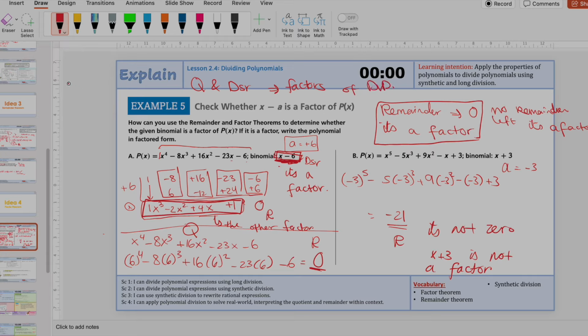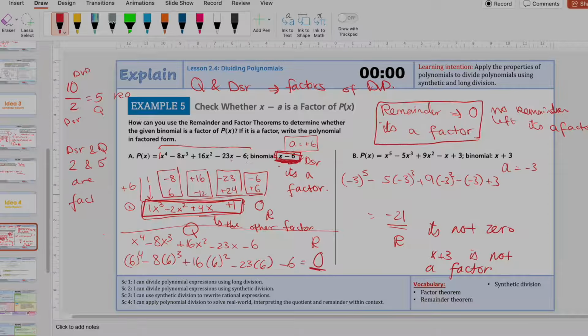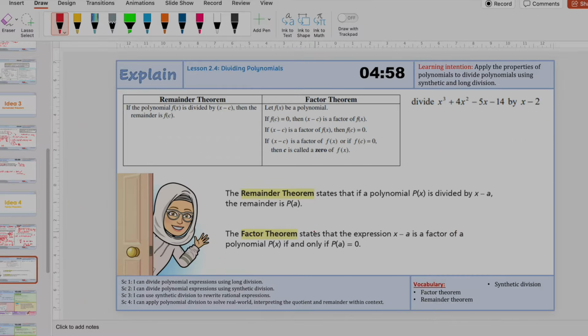For example, when you divide 10 by 2, it's exactly 5 with the remainder 0. So that's the dividend, that's the divisor, and that's the quotient. We say that 2 and 5 are factors of 10. Why? Because 2 times 5 is 10, exactly, without any further remainder or any number needed to be added. That's the remainder theorem.